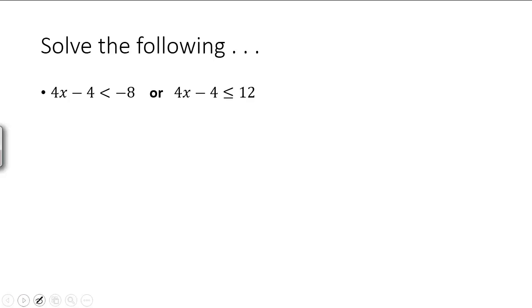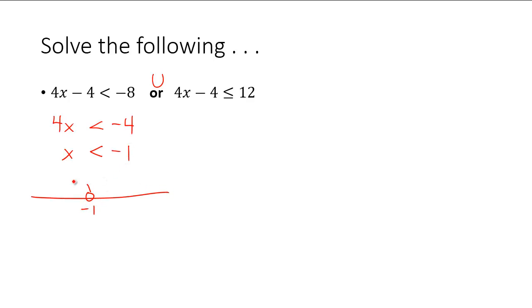Here's another one. This one's an OR, so it's a union of both the solution sets. Let's add 4 to both sides. We get 4x is less than negative 4. Divide by 4, you get x is less than negative 1. So x is less than negative 1 looks like this. On this side, we can add 4 to both sides, leaving us with 16. Now we can divide by 4, we get x is less than or equal to 4. So it's less than or equal to 4.